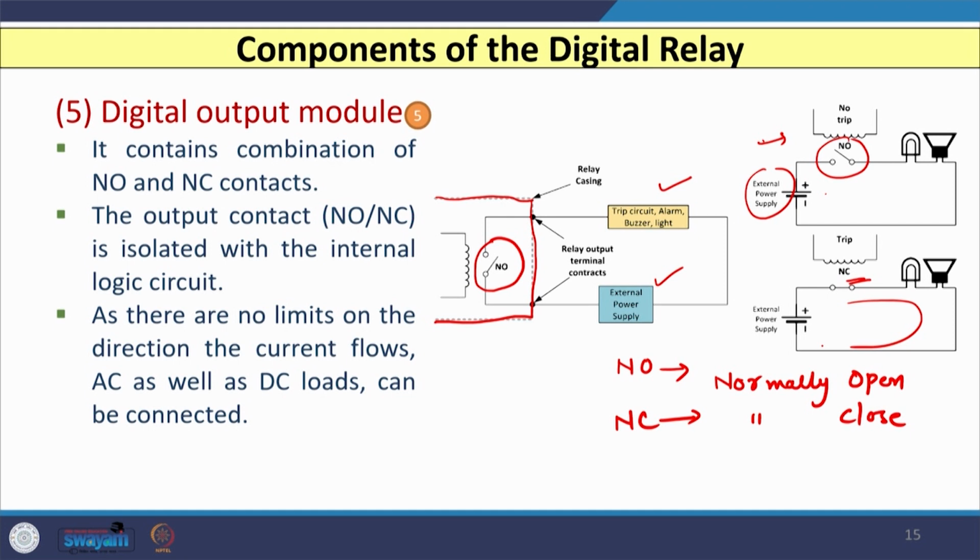This is also a very important point, and see there are no limits as far as the direction of current is concerned. So, you can use either AC or DC type of loads with these contacts. You can connect either an AC circuit or a DC circuit with these NO or NC contacts.